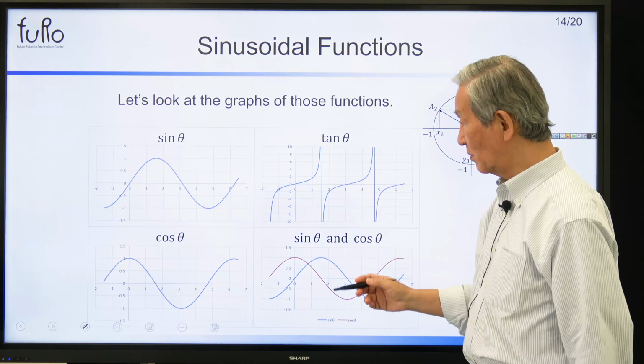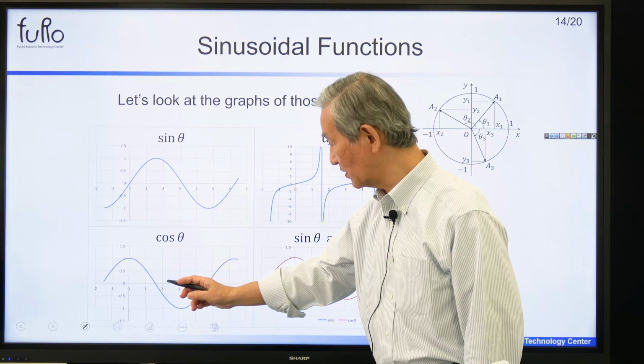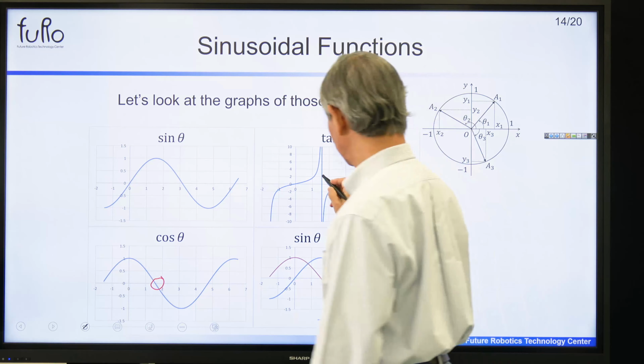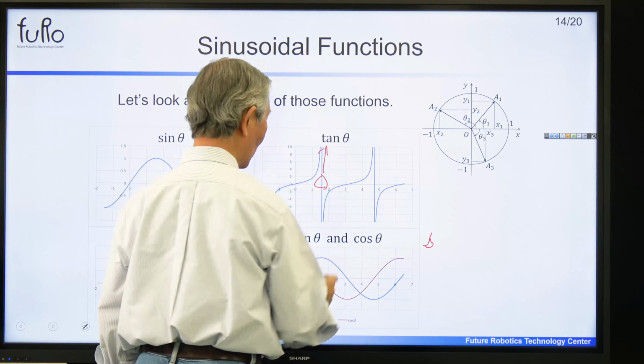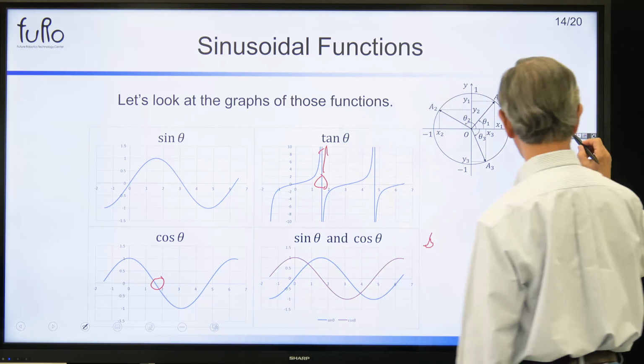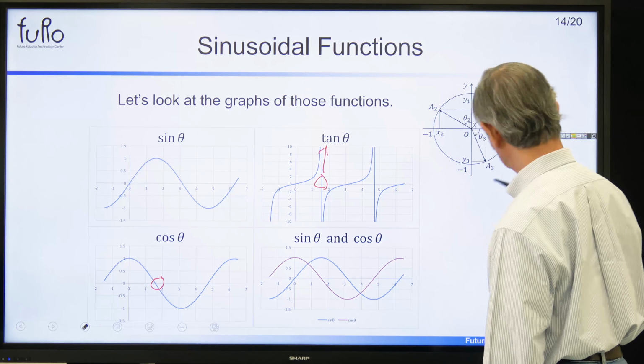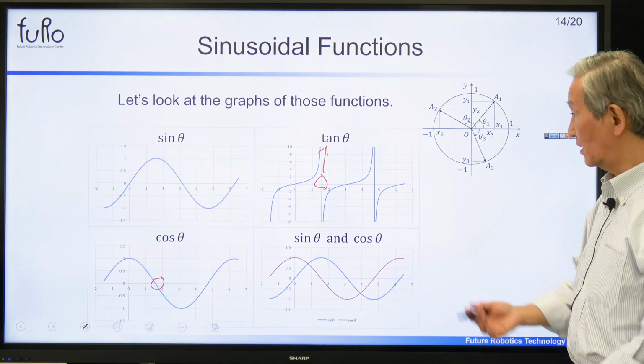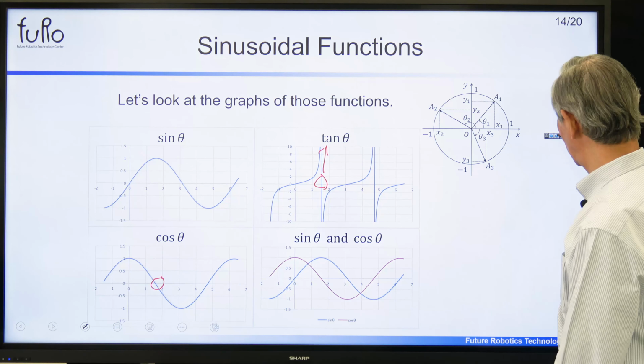So there is one point where cosine theta is equal to 0 here. It goes to infinity. Okay? So those are the graphs. Probably you have seen this already in high school.